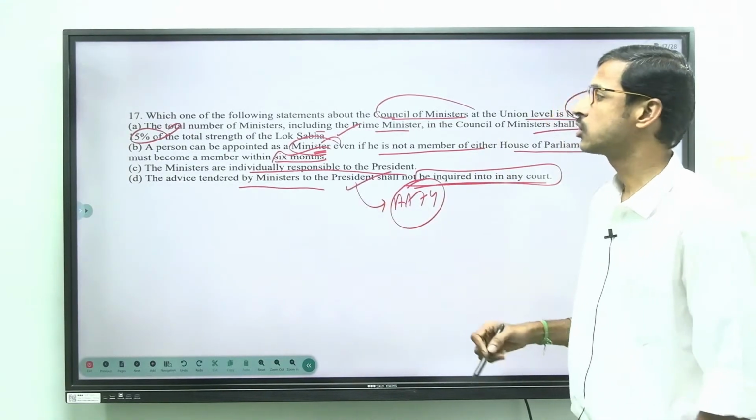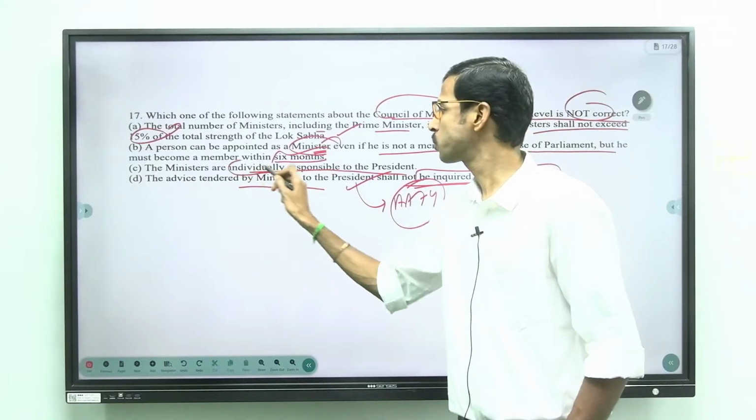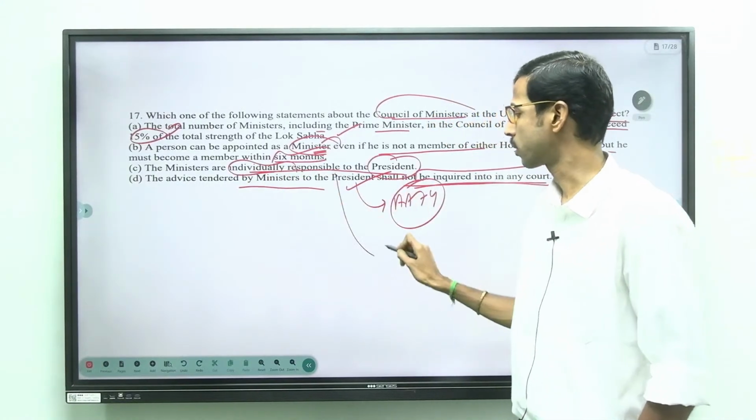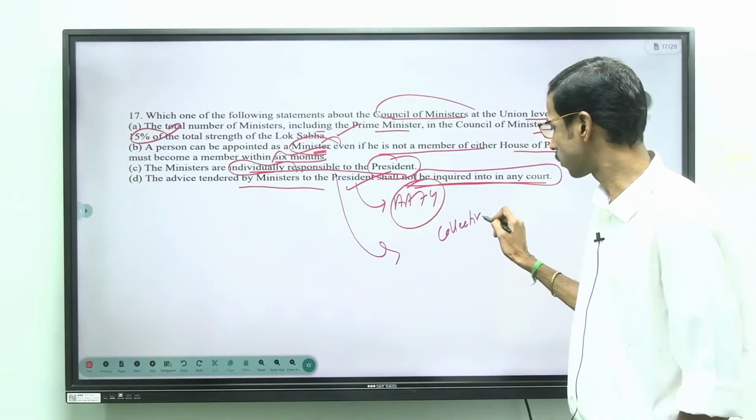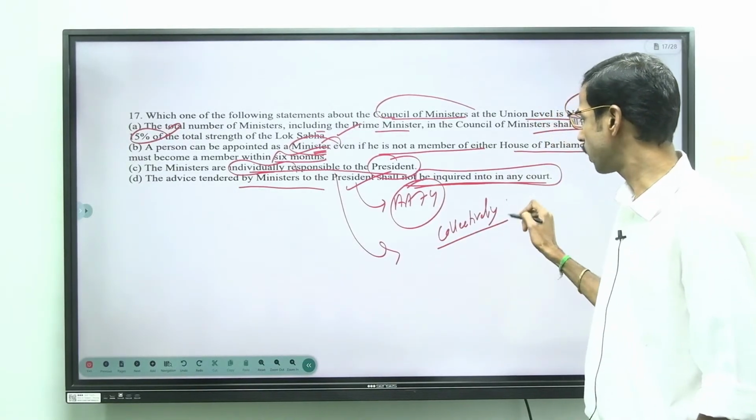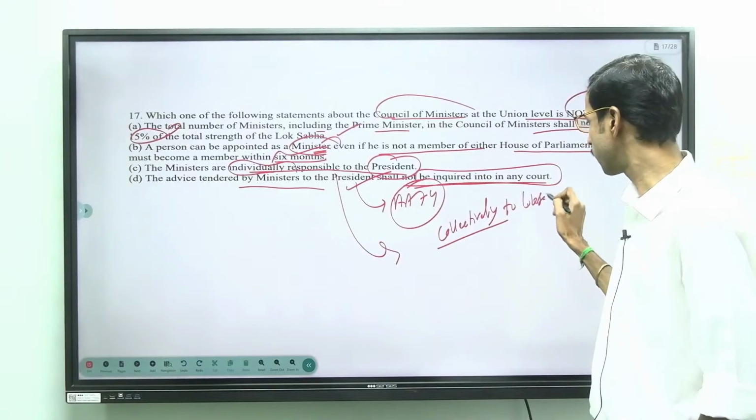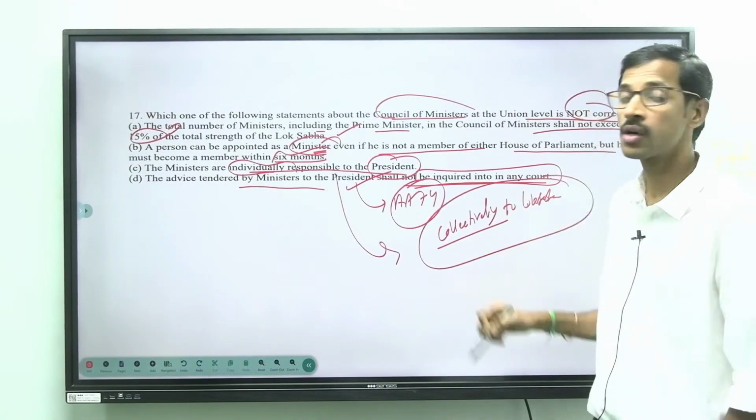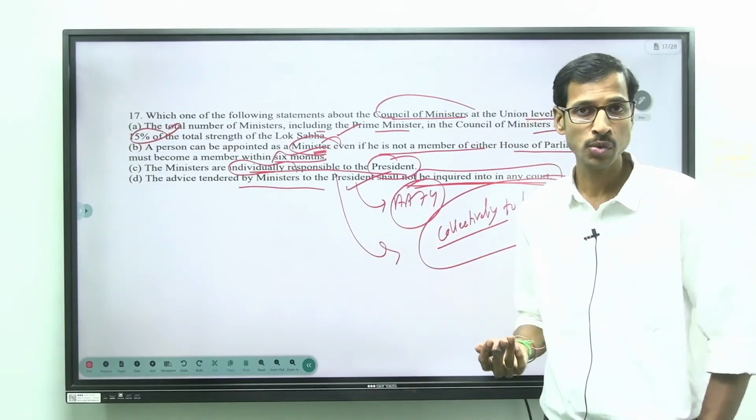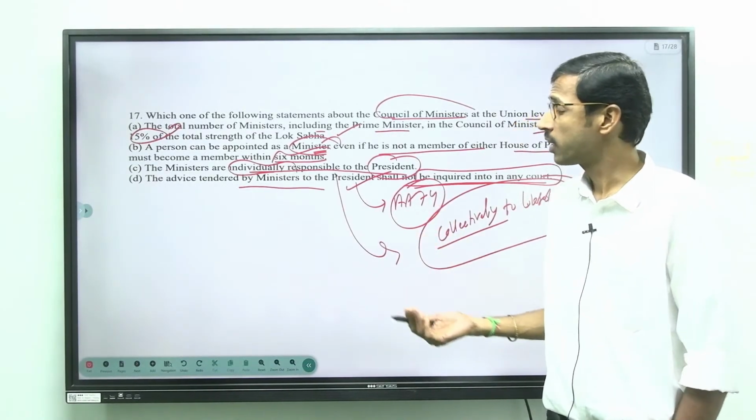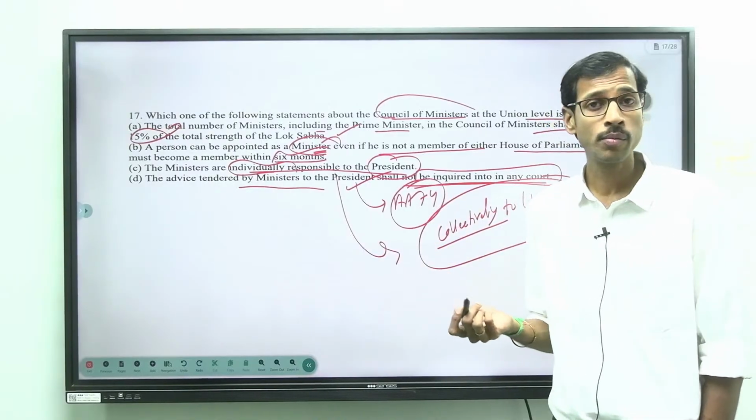Correct option. So the ministers are individually responsible to the president. This is not correct. So they are collectively responsible. Collectively responsible to the Lok Sabha, right? That is the main important feature in the constitution, right? So here the ministers are collectively responsible to the Lok Sabha, but individually responsible to the president.